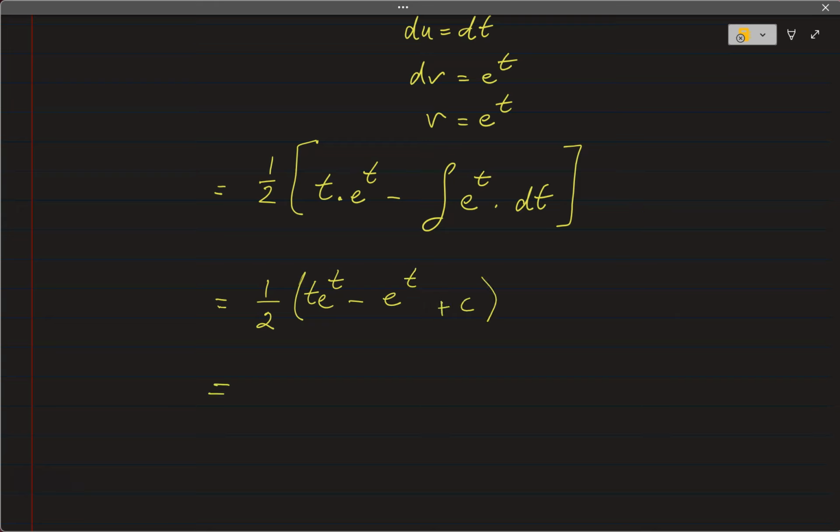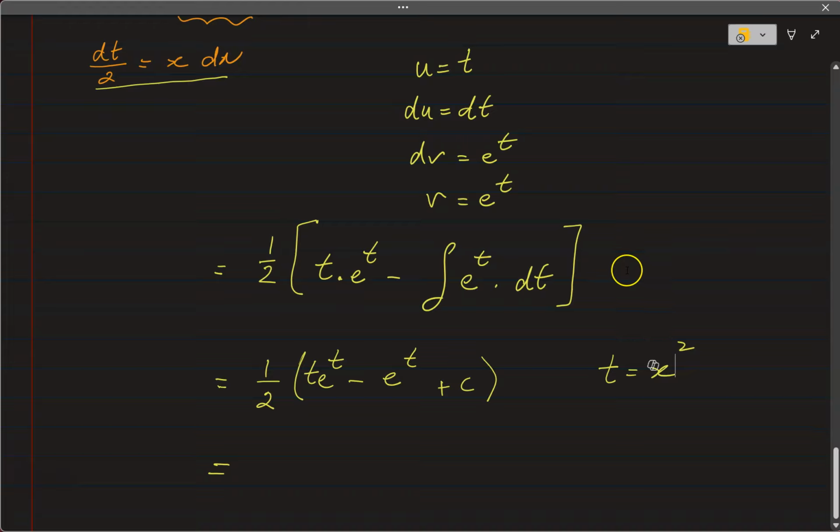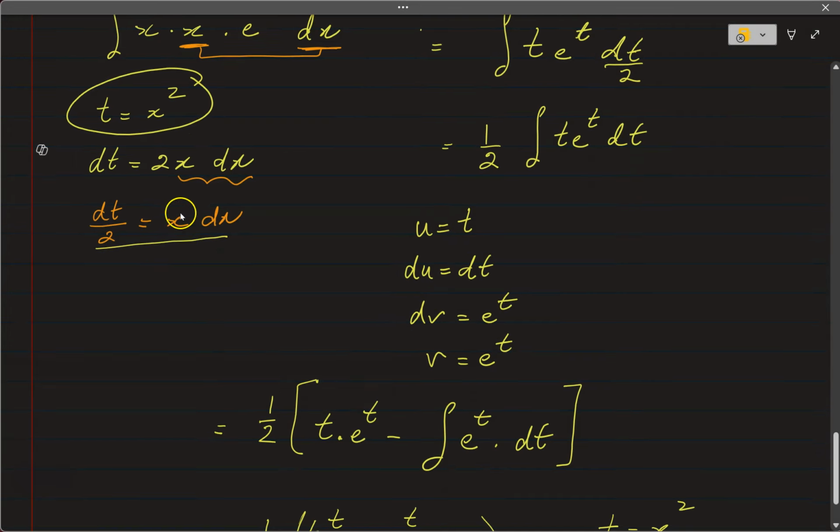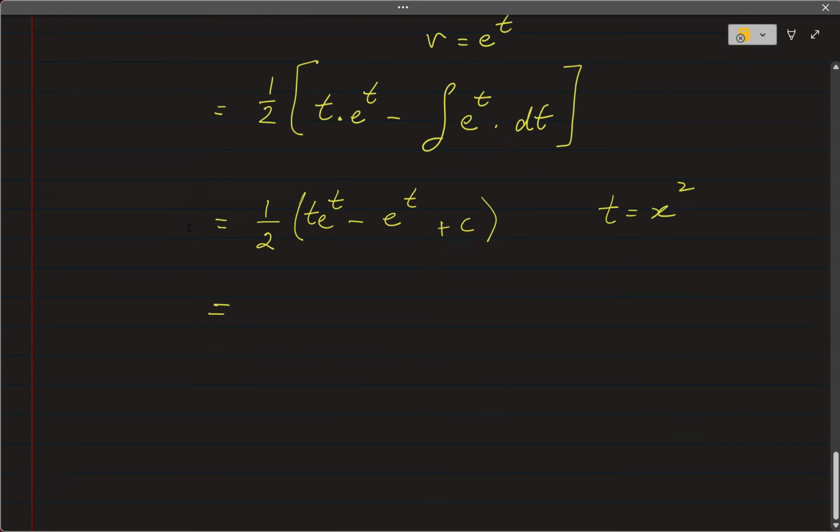And at this point now, you're going to go back and remember, t was x squared. This is the original one right here. This is what we had. t was equal to x squared. Now we're going to replace that and then rewrite 1/2 times x squared e to the x squared minus e to the x squared plus c.